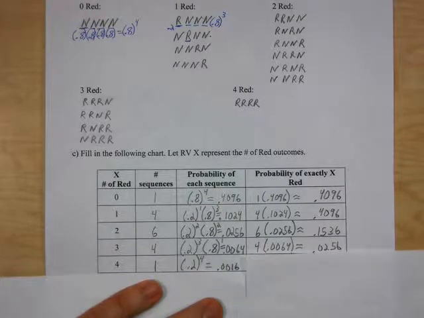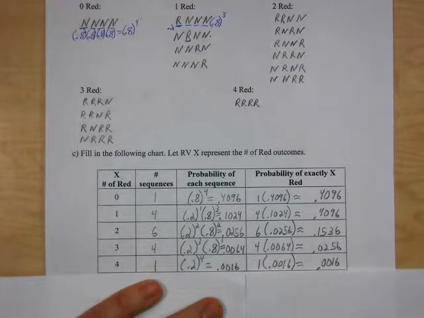4 ways to get 3 reds. Each sequence had a probability of 0.0064. And then 1 way to get 4 reds, and each sequence had 0.0016.